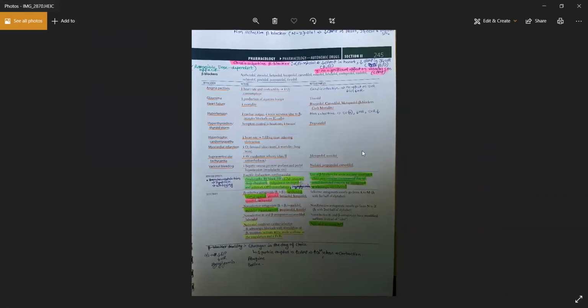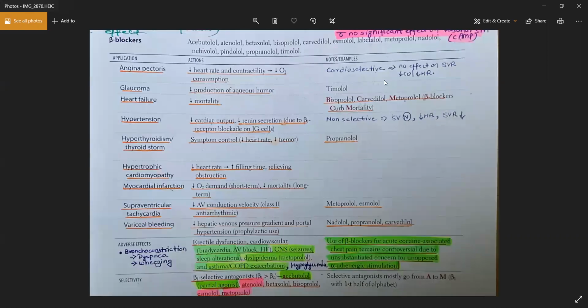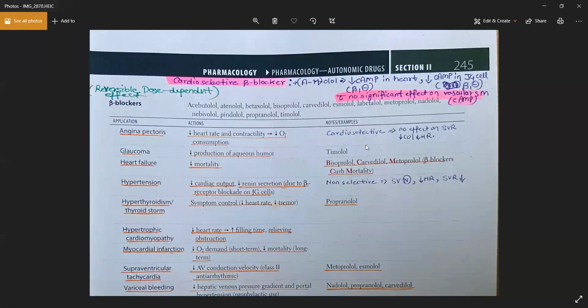Okay, and Step 1 will also ask you what will happen if you give the patient cardioselective beta blockers. What's going to happen with the peripheral vascular resistance? What's going to happen with the heart rate? What's going to happen with the blood volume? In case of cardioselective blockers, the cyclic AMP in the heart will decrease, so you will get a loss of heart rate, you will get AV block, you will get loss of contractility, and ultimately loss of cardiac output.